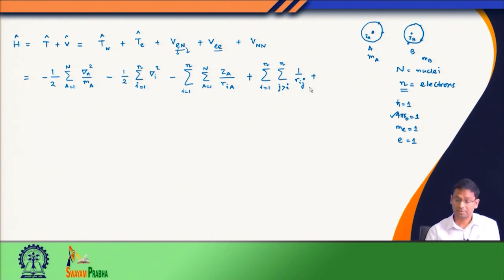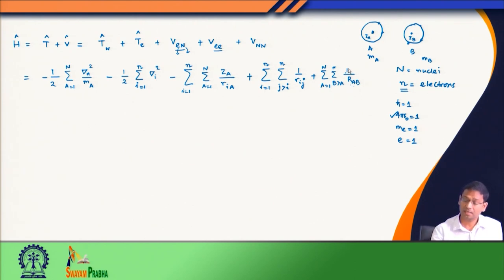Finally, the last term is the nuclear-nuclear repulsion. Now, if I have 2 nuclei, of course, they will simply repel each other. If I have more than 2 nuclei, something similar to what we have done for the electrons will also be applicable here. So, A goes from 1 to N, followed by B greater than A goes to N, and 1 over R_AB, where this capital R_AB is the distance between nucleus A and nucleus B.